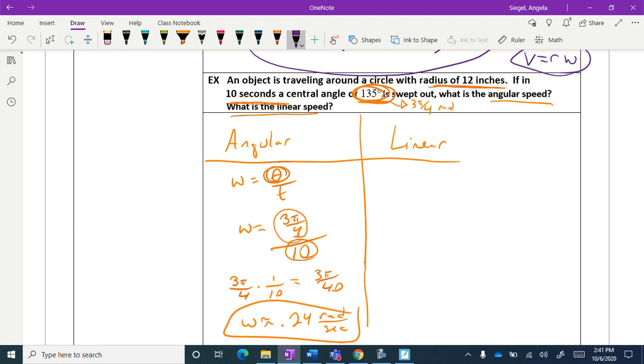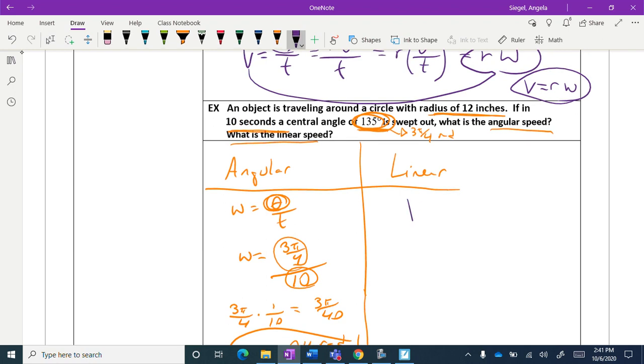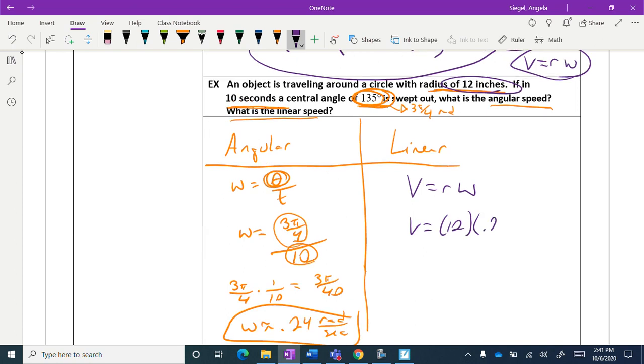Okay, so now let's talk about the linear speed. v equals r w. I have w, right? We just found that, and we know that r is 12 inches. So I'm going to use that 0.24 radians per second. When I multiply these together, I get 2.83. So let's talk about the units. This is inches and this is radians per second.